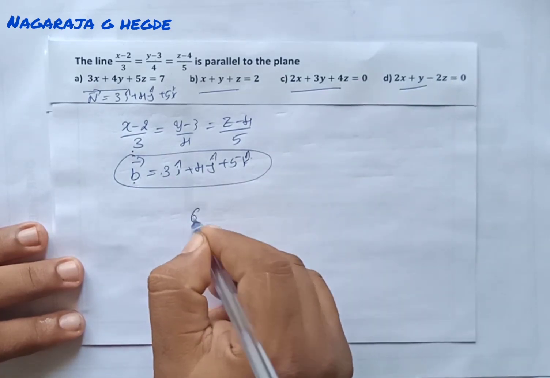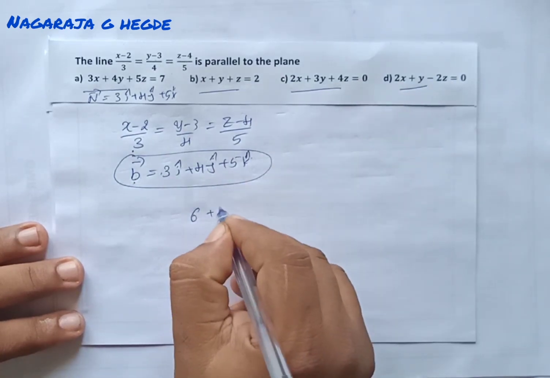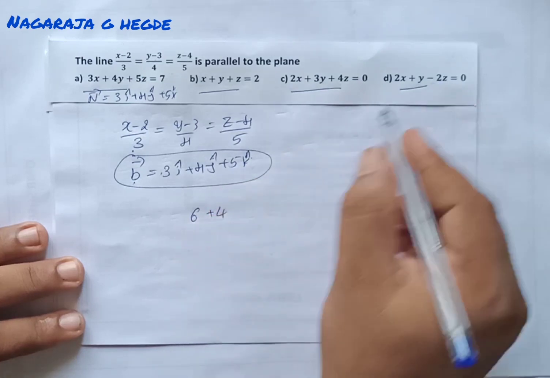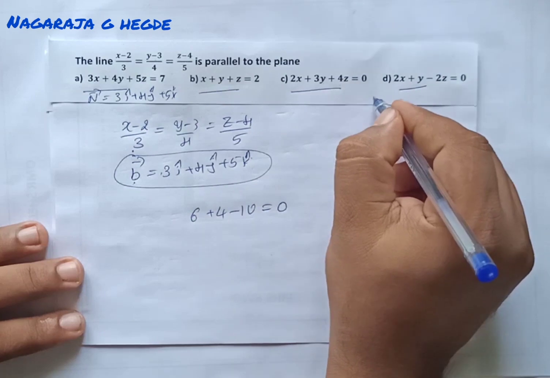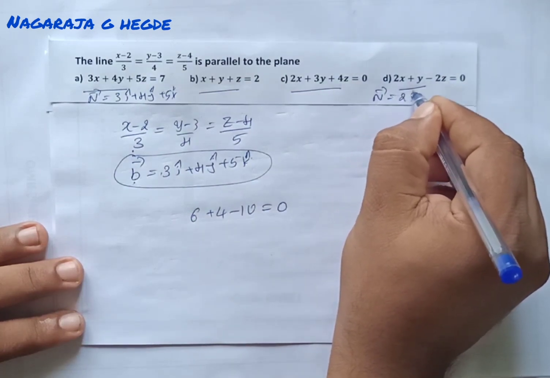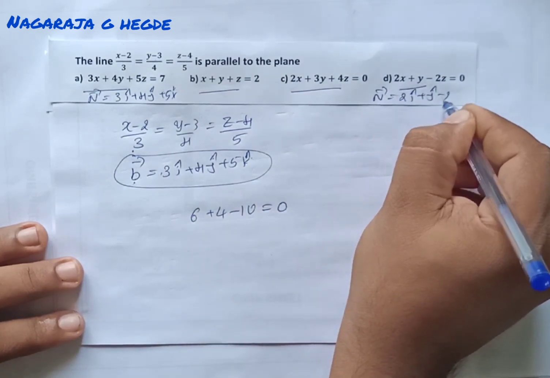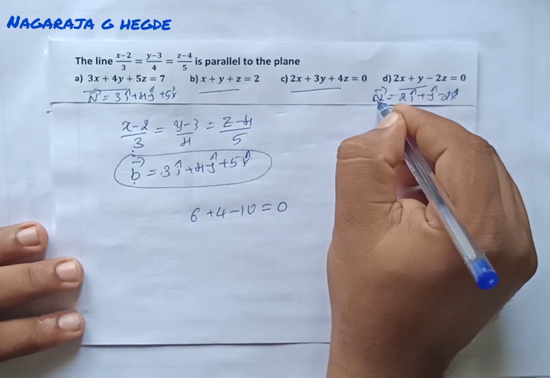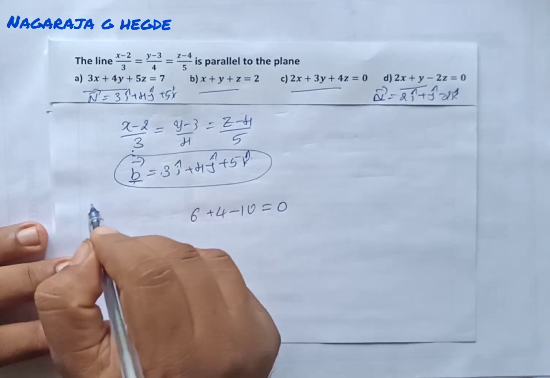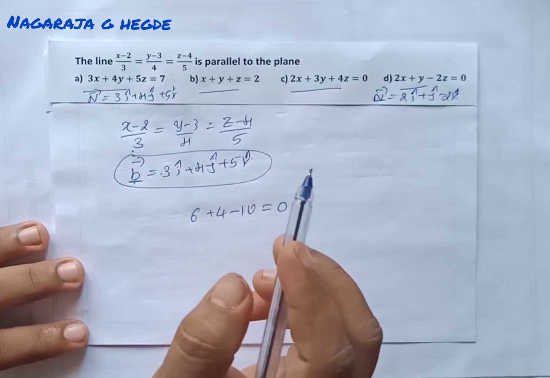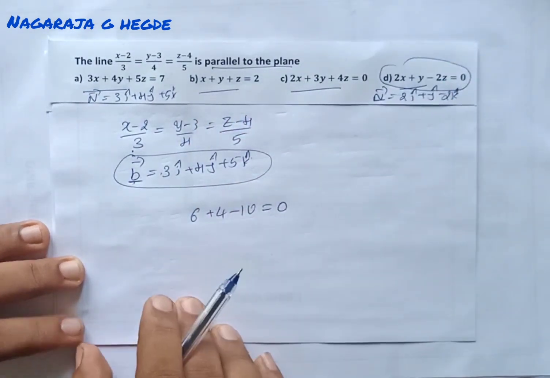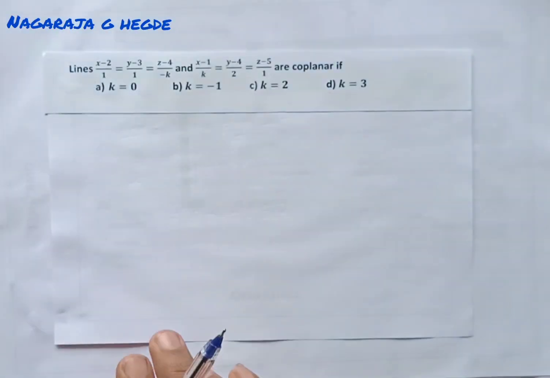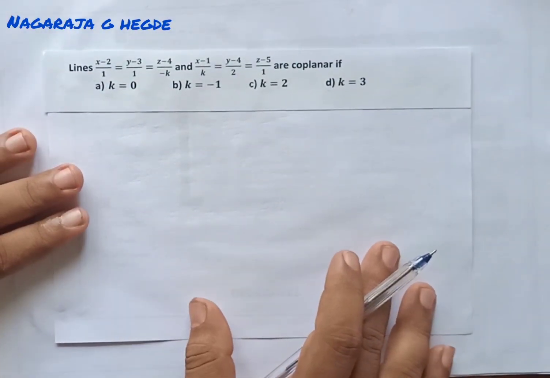3 into 2, 6. 4 into 1, 4. Plus 5 into minus 2, minus 10. Just observe, 0. That means this normal vector is perpendicular to the parallel vector b. That means the line is parallel to the plane in option D. Always use common sense.